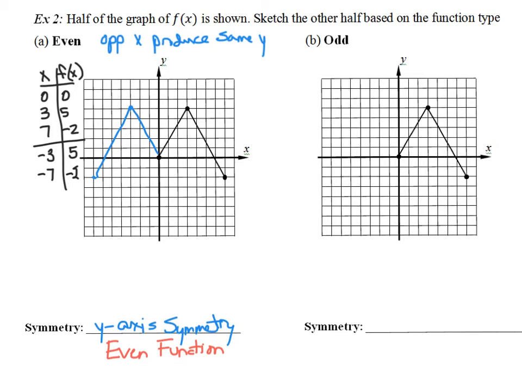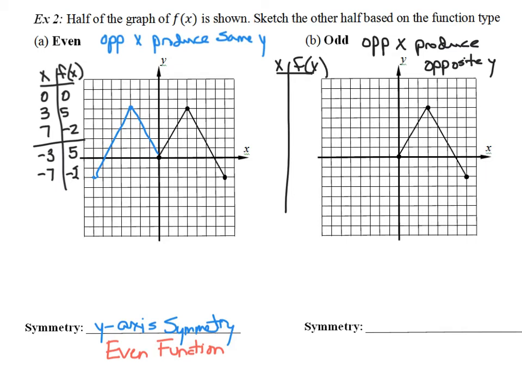We're given exactly the same beginning points. So I'm going to go ahead and make my table of values and then take the opposite x. When I have an odd function, then opposite x's produce opposite output. So making my table of values, I'm going to use exactly the same points that I had on the previous example. So 0, 0, 3, 5, and 7, negative 2.